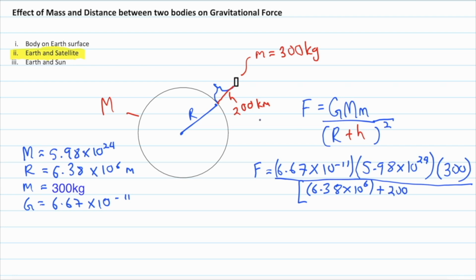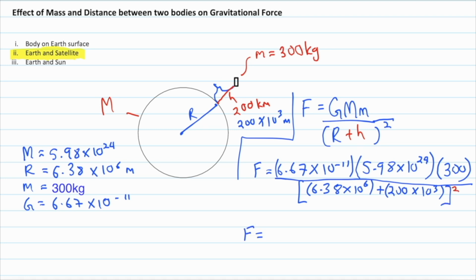But remember one thing, when we are calculating the gravitational force, the unit we will be using for length will be meters, not kilometers. So we have to convert the kilometers to meters. We know that 200 kilometers equals 200 times 10 to the power of 3 meters right here. So we can use this as the height as well. So we go 200 times 10 to the power of 3. Close this bracket, make a bigger bracket, and square it.